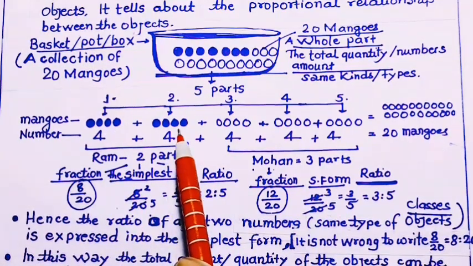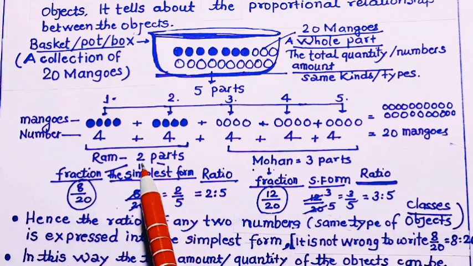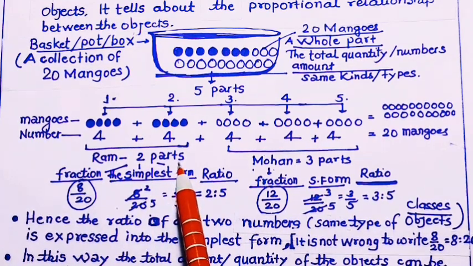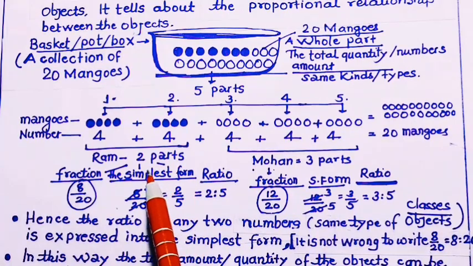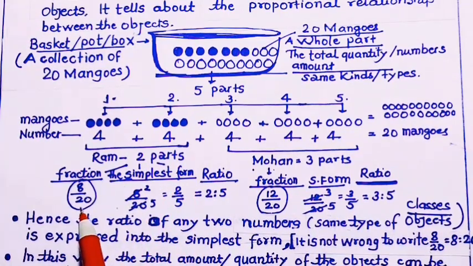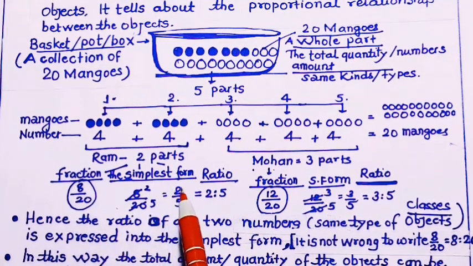All the shaded parts, 2 parts, mean 8 mangoes, and these 8 mangoes will be written as the fraction 8 by 20. When this number is changed into the simplest form, it makes a new number, 2 by 5, and when 2 by 5 is expressed as a ratio, it is read 2 to 5.